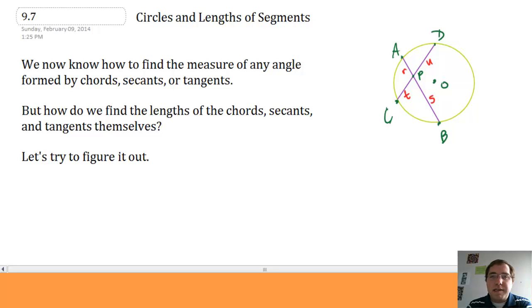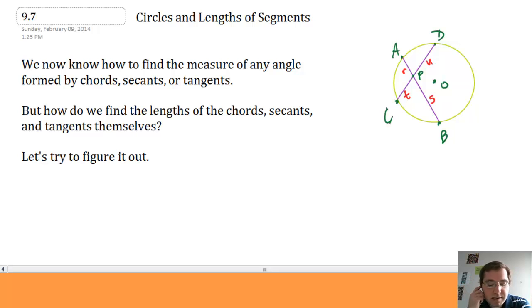This is section 9.7, circles and lengths of segments. So we now know how to find the measure of pretty much any angle that's formed by chords, secants, or tangents. You know how to find it if it's a central angle or an inscribed angle. Last section we saw how to find it if it's any two chords, where we have an angle inside the circle. If it's an angle formed by secants and tangents where the vertex is outside the circle, we know how to find that as well.